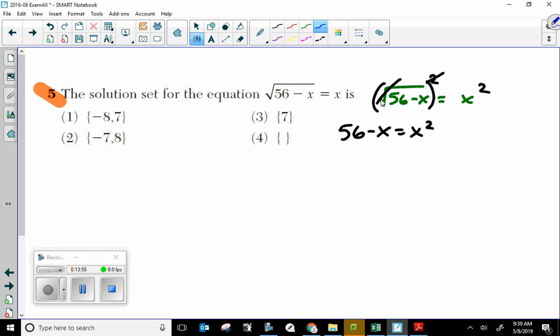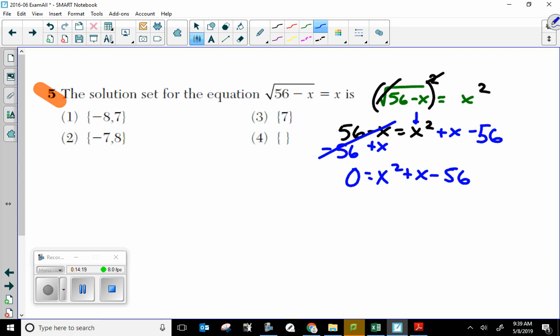I like when my x squared is positive, so I'm not just going to subtract x squared from both sides. I'm going to bring my 56 and negative x from the left to the right. So I add x, I add x, I subtract 56, I subtract 56. I now have 0 equals x squared plus x minus 56. You cannot ever forget how to factor. Ever. 2 numbers that multiply to negative 56 that add to positive 1.